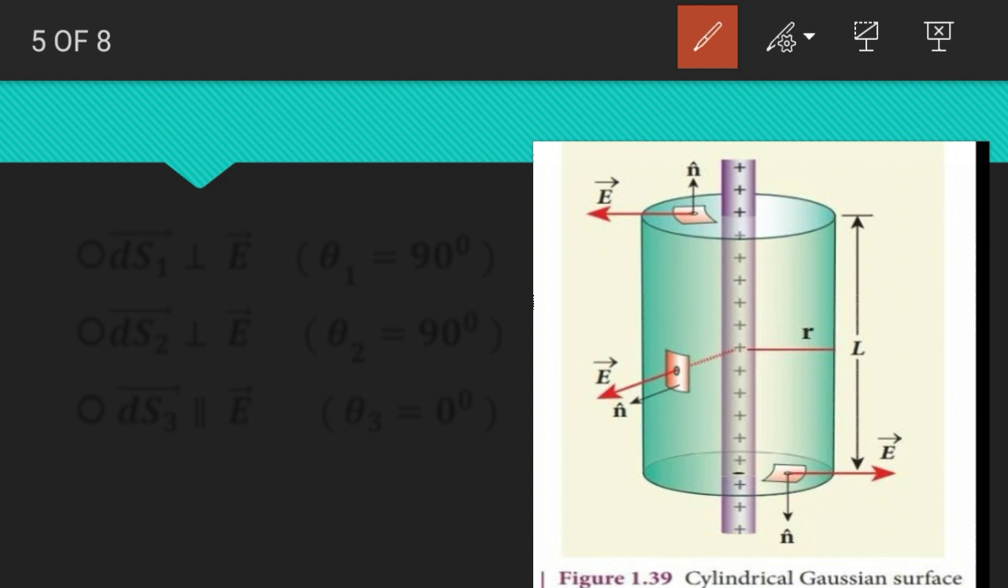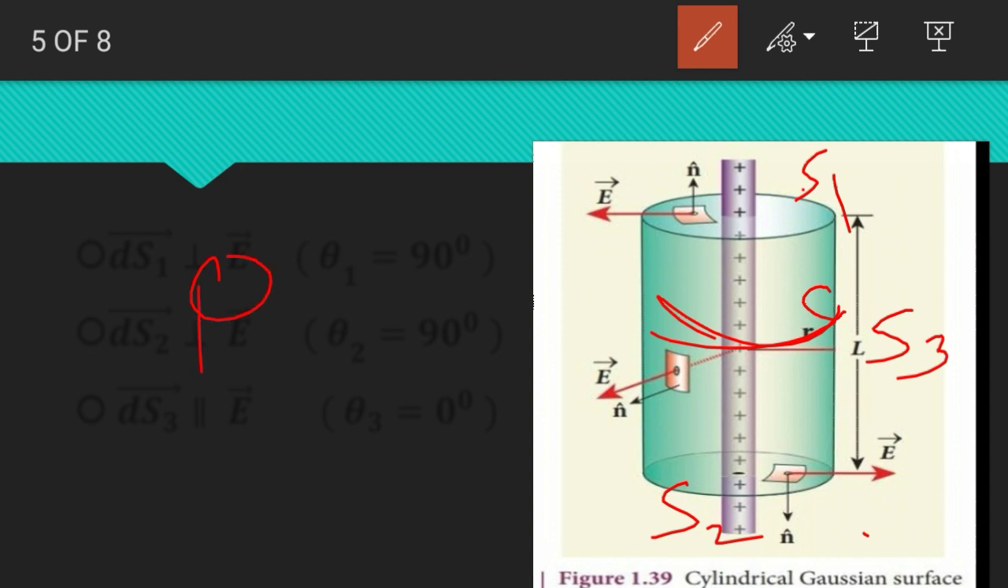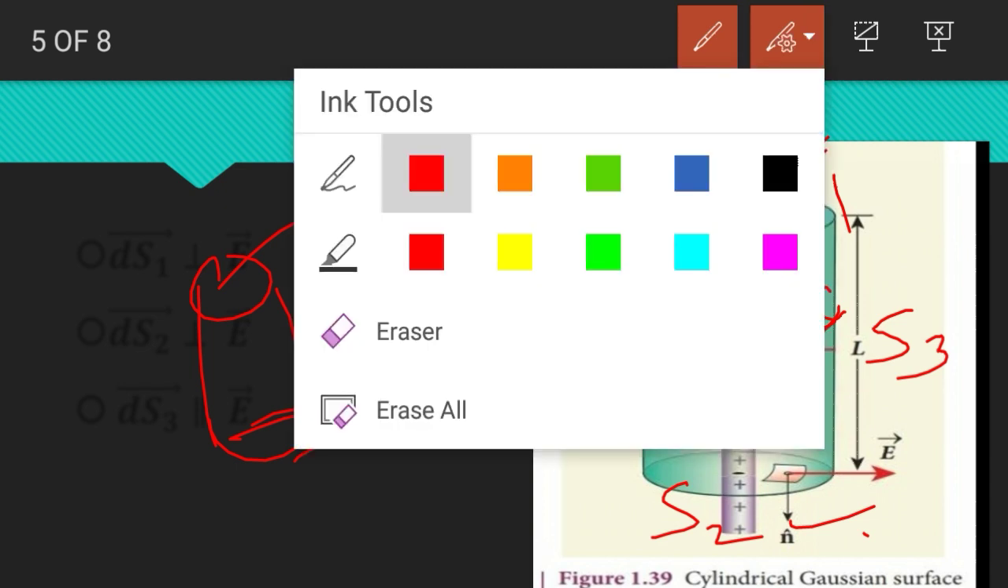Look at this. The cylindrical Gaussian surface has three types of surface. Suppose I call this S1. Now I call this S2, and this curved surface is S3. Right, there are three types of surface in a Gaussian surface. So two surfaces are plane ended, that is on the top and on the bottom, and then there is a curved surface around that. I name that as S3.